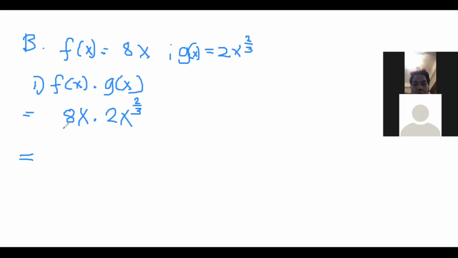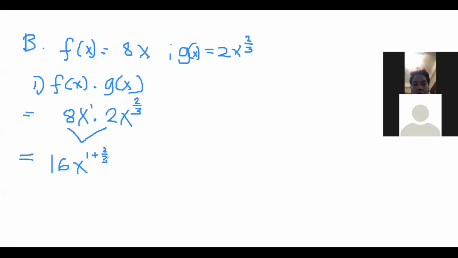Now we have 8x times 2x raised to 2/3. So how are we going to multiply this? You're going to multiply first the coefficients. So we're going to multiply 8 and 2. That will give you 16. Then whatever your variable is here, just copy it. Then on the power, we're going to add their powers. In multiplication, if you're multiplying terms, we're going to add their powers. So of course here in 8x, we know that the power is always equal to 1. So that's going to be 1 plus your 2/3.